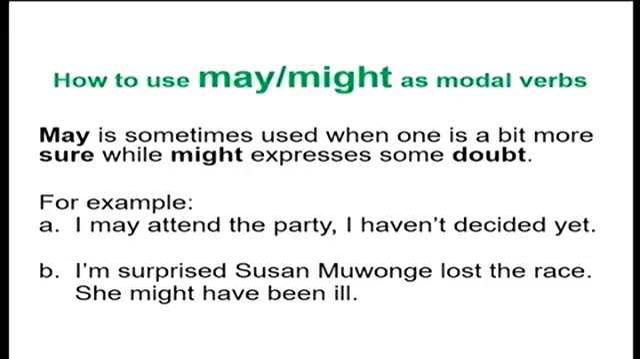Example: I may attend the party. I haven't decided yet. Now, how does this show that I'm a little bit sure? The sentence, in a way, suggests I have the intentions, I have the desire to go to the party, but I'm yet to decide. At least there's some certainty that I may go.